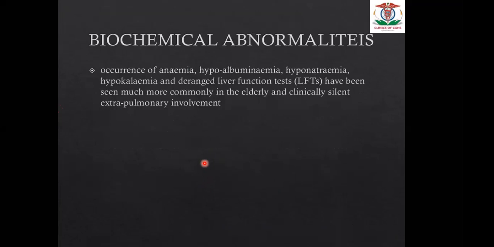Occurrence of anemia, hypoalbuminemia, hyponatremia, hypokalemia, and deranged liver function tests. These are all possibilities that can be seen in an elderly patient. We should concentrate on this hyponatremia because many times in these elderly patients you may not be able to find an extrapulmonary lesion anywhere. You searched everywhere. The patient is complaining of weight loss and hyponatremia is there on testing. There is a possibility that the adrenals may be affected. Of course, for that you may have to prove it by checking for low early morning cortisol levels. So all those things we have to see. This is a possibility one should keep in mind.